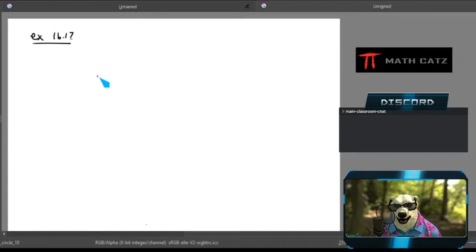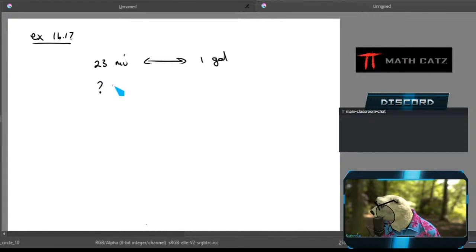Okay, so I just want to write down again what we have here. I have 23 miles, and that corresponds to 1 gallon of gas. I want to know how far can I go in miles, of course, on 16 gallons of gas. Or said another way, how many miles of traveling will correspond to 16 gallons of gas if everything else is equal.